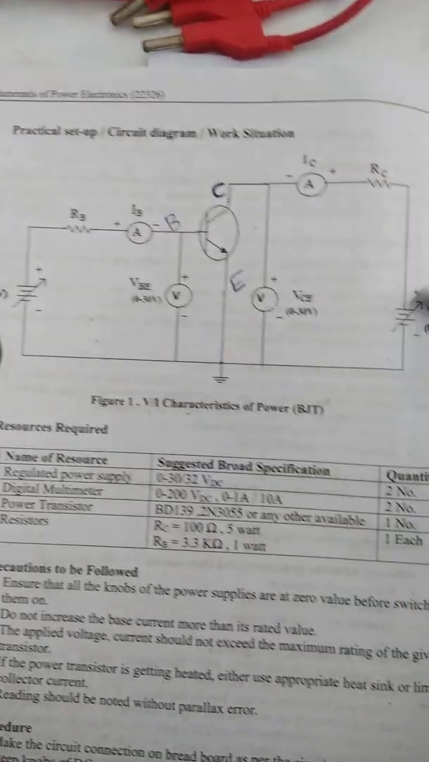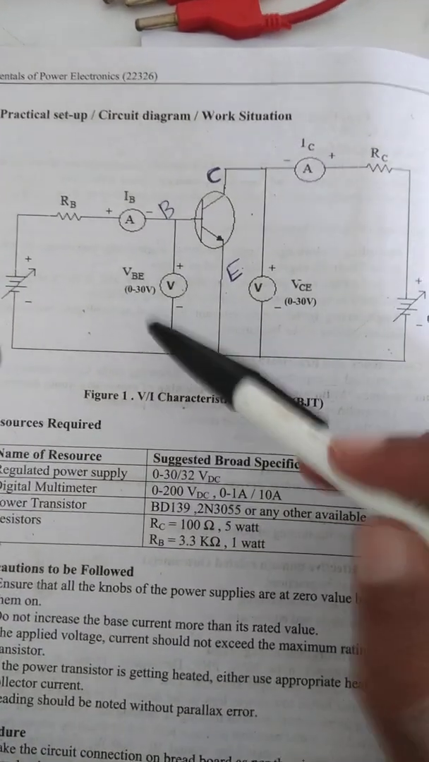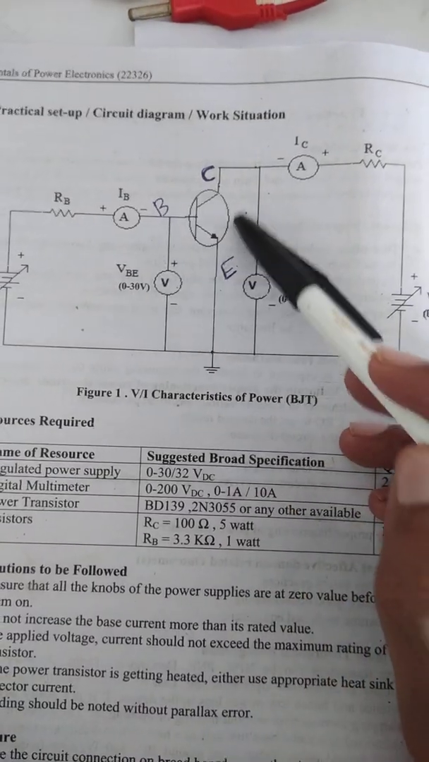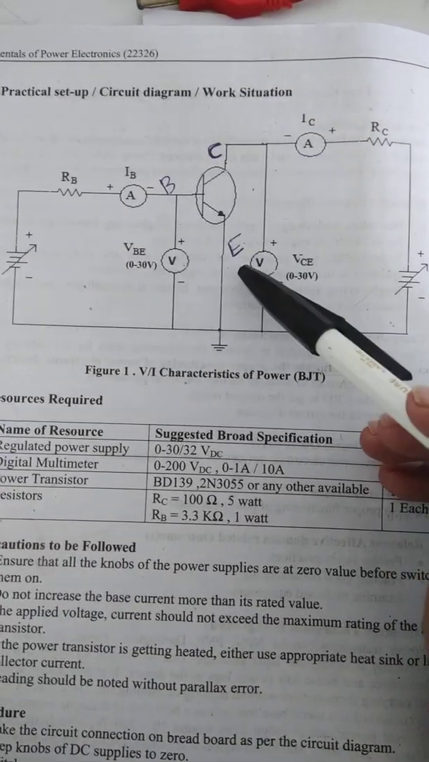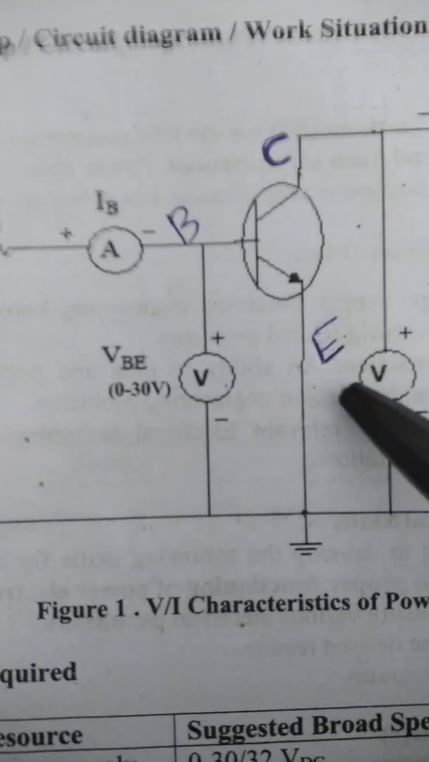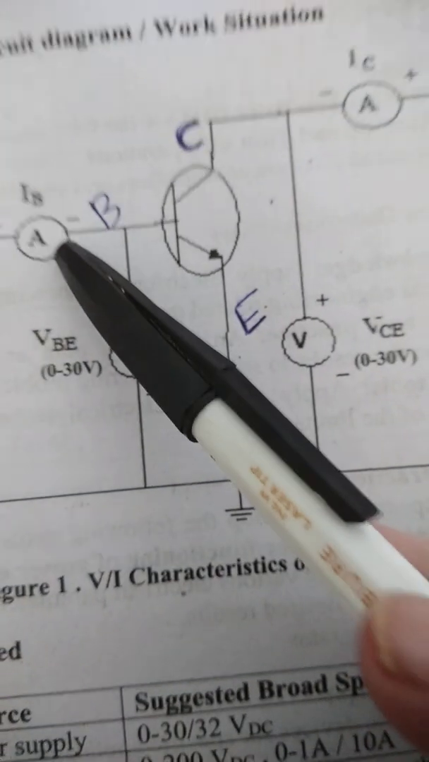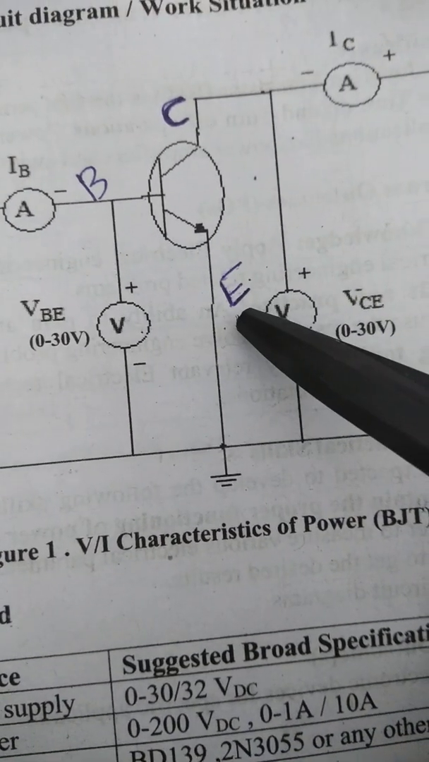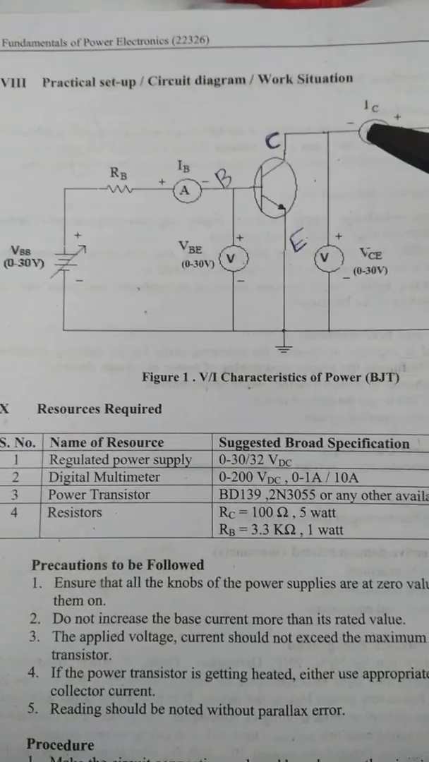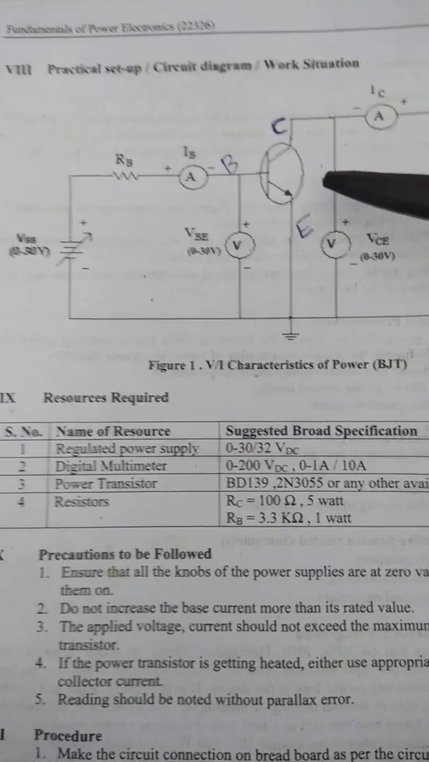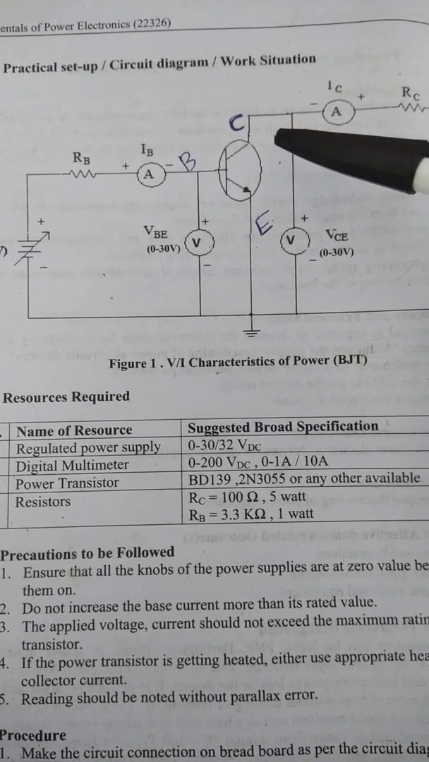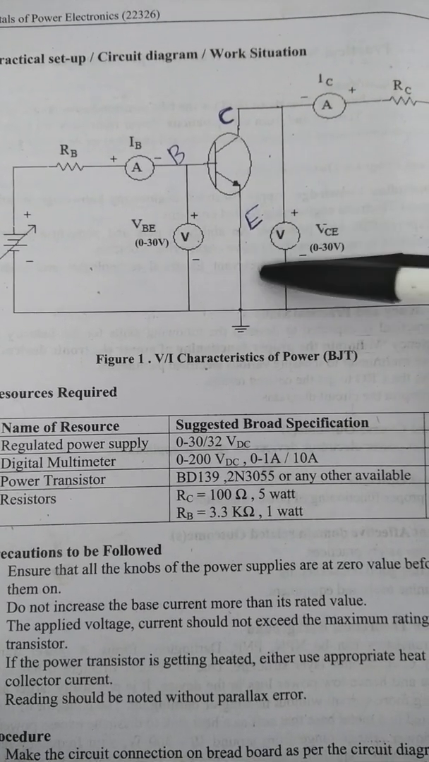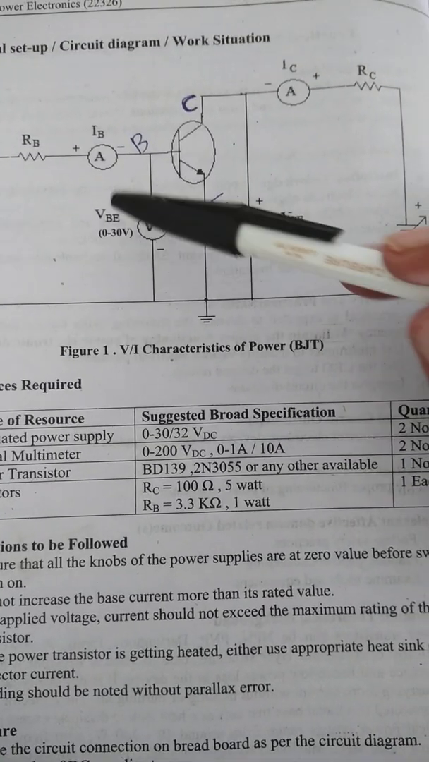Refer this circuit diagram. In this circuit diagram, it is NPN type transistor having 3 terminals, emitter denoted by E, base denoted by B and collector denoted by C. These are the 3 terminals of this power transistor. Now, this power transistor is in common emitter configuration because emitter terminal is common for input as well as output.